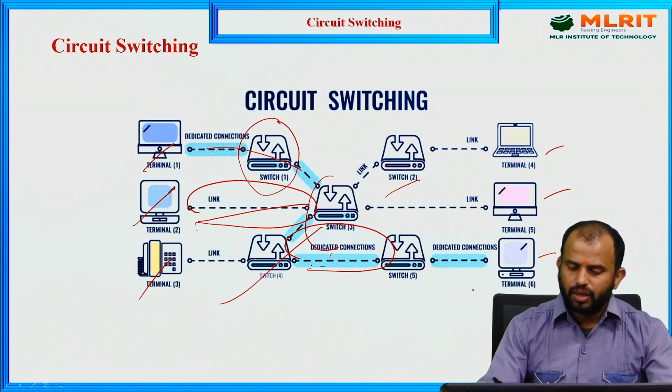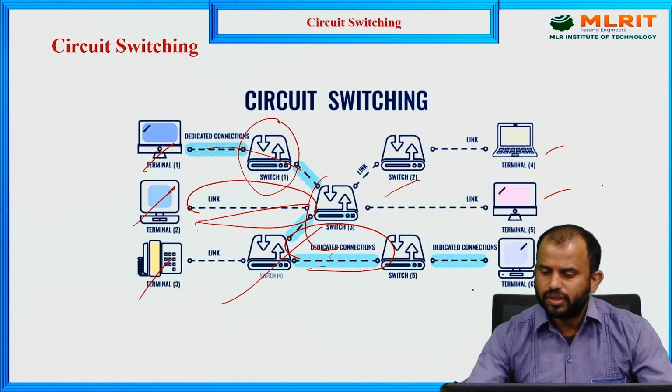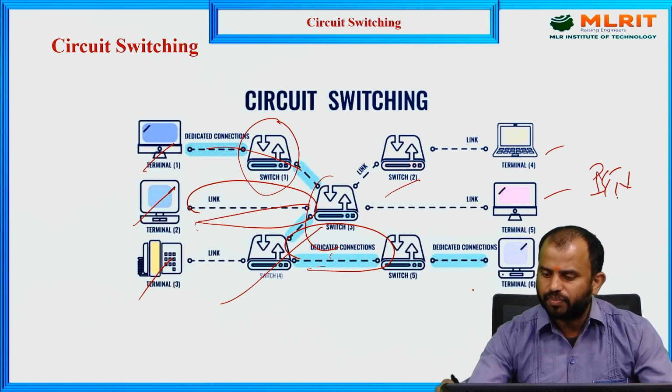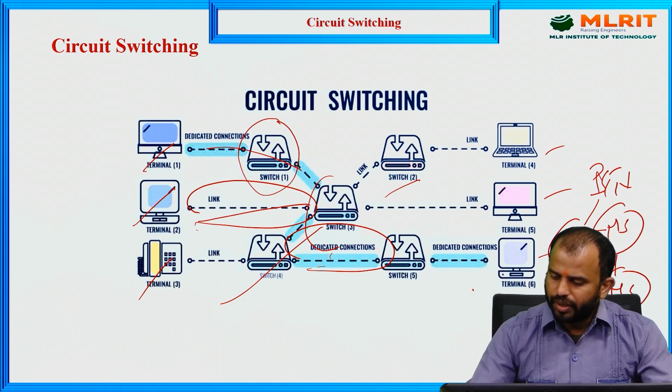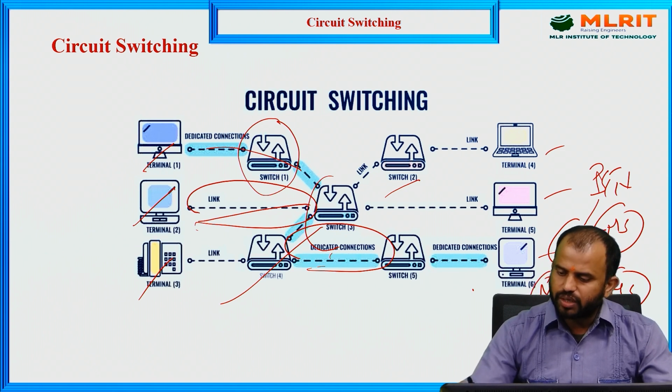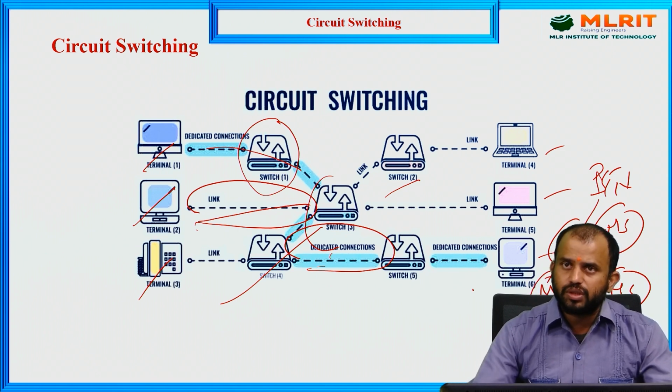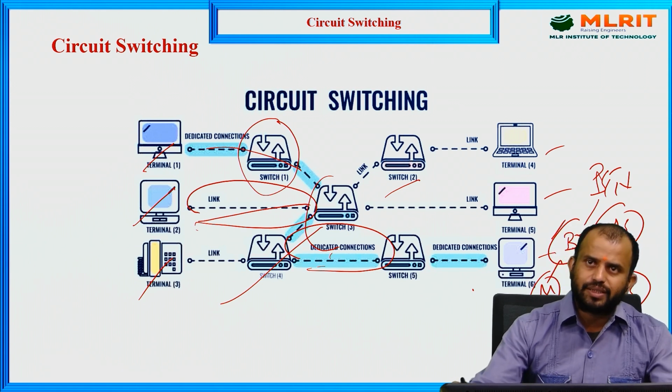For example, in chapter 1 we discussed the public switched telephone network mechanism, where we have a base station, a main station, and the nearby local towers. These kinds of policies and switching mechanisms are used in the public switched telephone network.